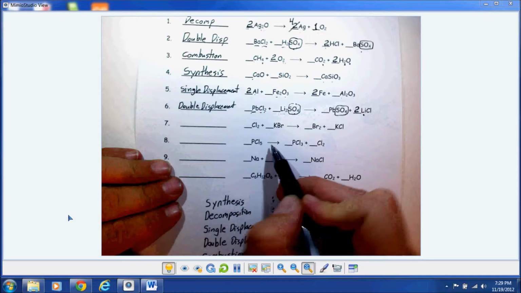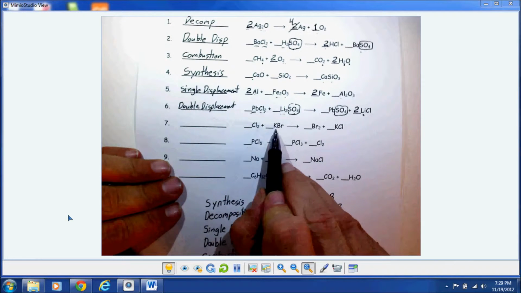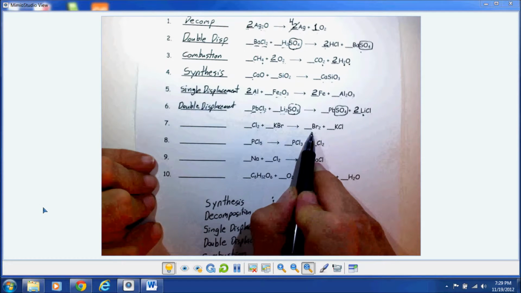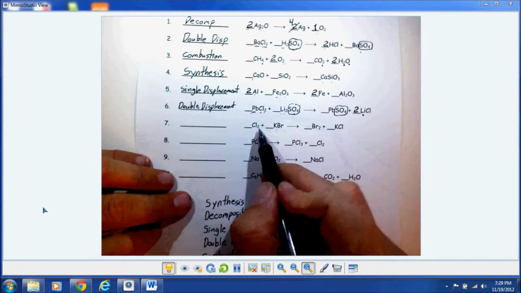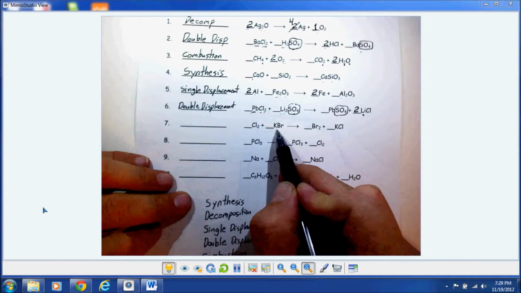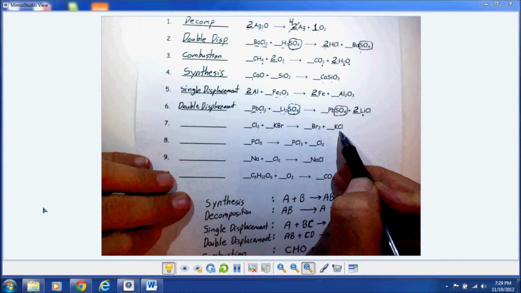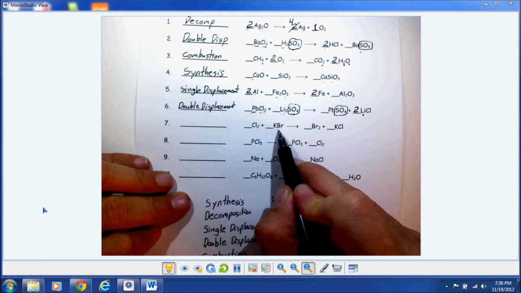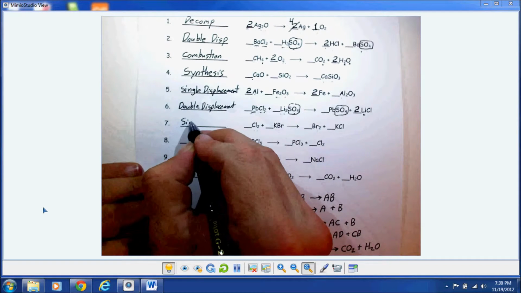In number 7, I have chlorine gas, notice that it's diatomic, and potassium bromide combine to make bromine, also diatomic, and potassium chloride. I have a free element here mixing with a compound to produce a different free element and a different compound. Clearly the chlorine has come in and taken the place of the bromine in this compound. Since one is pushing out another, this is single displacement.